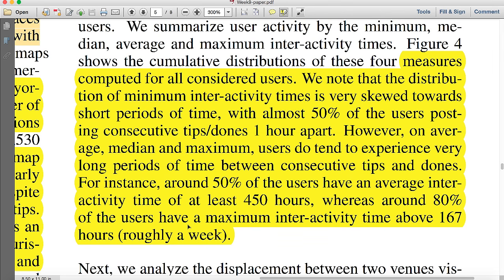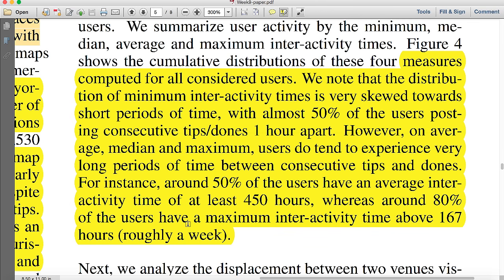Figure 4 shows the cumulative distributions of these 4 measures. We note that the distribution of minimum interactivity times is very skewed towards short periods of time, with almost 50% of the users posting consecutive tips and don'ts 1 hour apart. So that just shows that there's a lot of content generated by users, with tips and don'ts generated within 1 hour of each other.